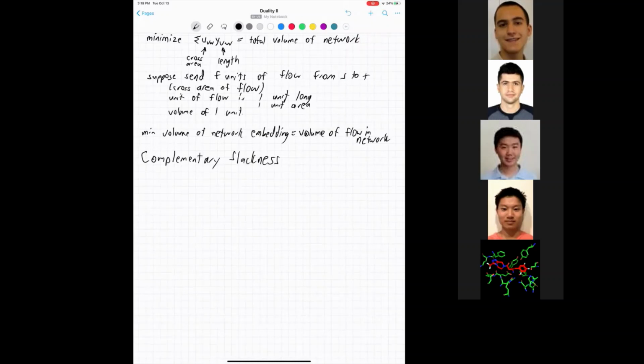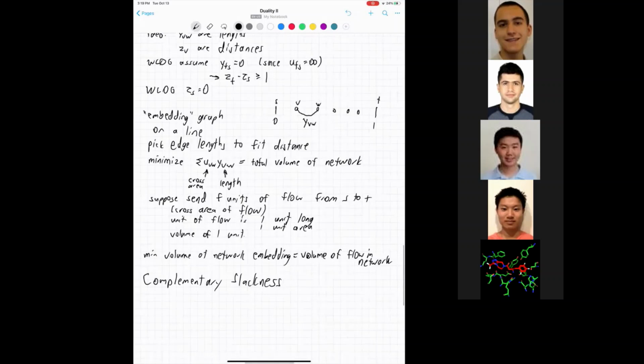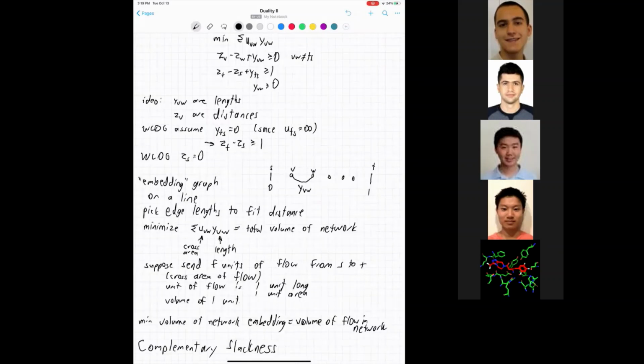No? Sorry, I have a question. Yes, go ahead. So I didn't quite get it. We have a flow, and we want to say that we can pick the edge lengths so that all conditions are satisfied. Yes. Can you explain how you actually create a flow for that?